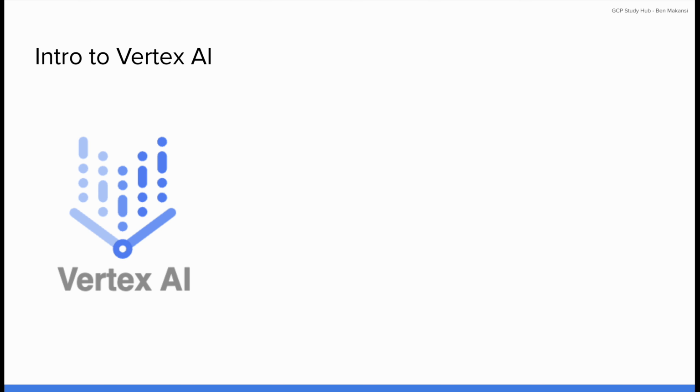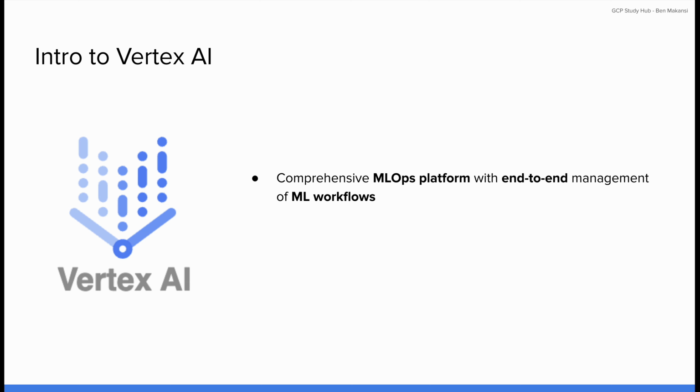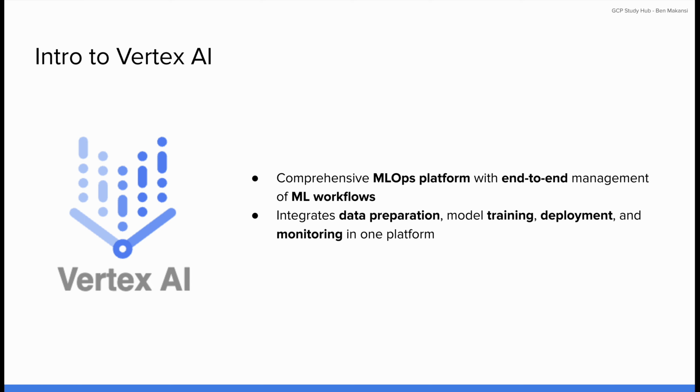Next up is Vertex AI. Vertex AI is GCP's platform for machine learning operations, or ML ops. It provides tools to handle the entire ML workflow, from data preparation to model training, deployment, and ongoing monitoring. Instead of using separate services for each of these tasks, Vertex AI consolidates them into a single platform, and that makes it easier to manage ML projects, especially at scale.